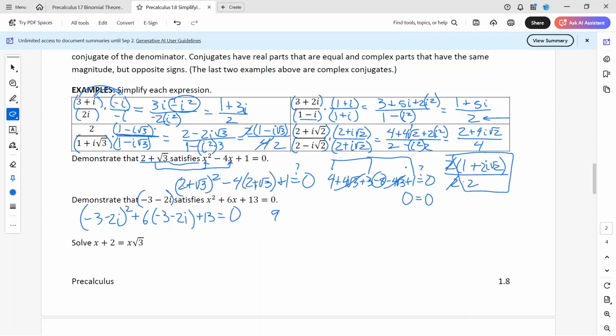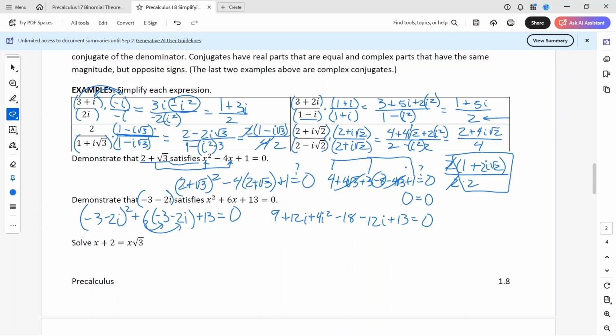Multiply and double. Negative times negative is positive, so 3i and 2i multiplied is 6i, doubled is 12i. And notice it's positive because of the multiplication. It's not because of the i squared. And then square the second. Negative 2i times negative 2i is positive 4i squared. I distribute the 6 across and get minus 18 minus 12i. And then don't forget your plus 13, and we hope that it works out to equal 0.